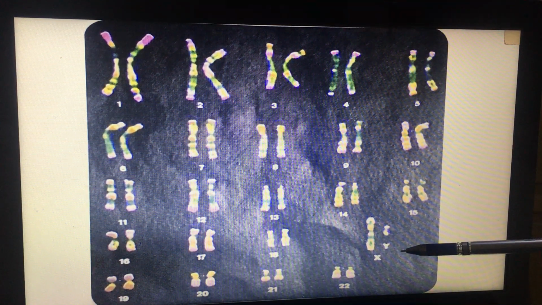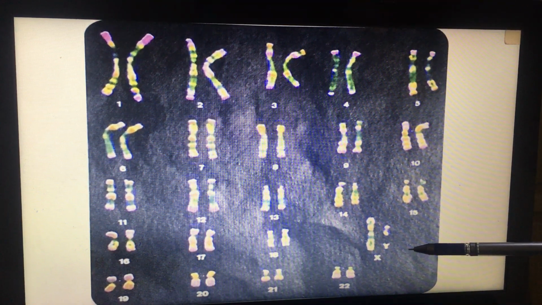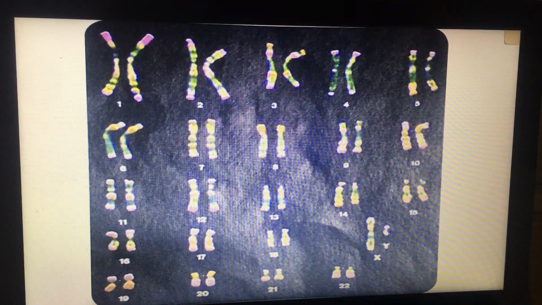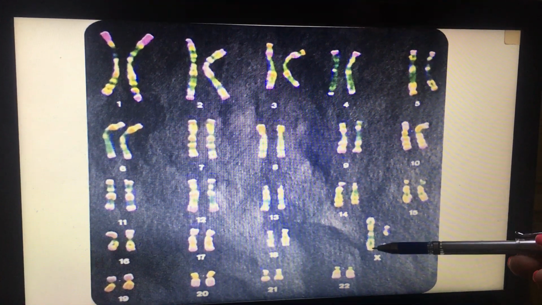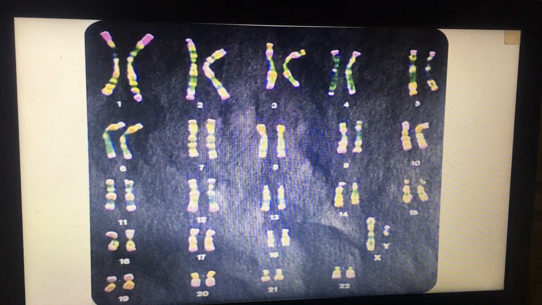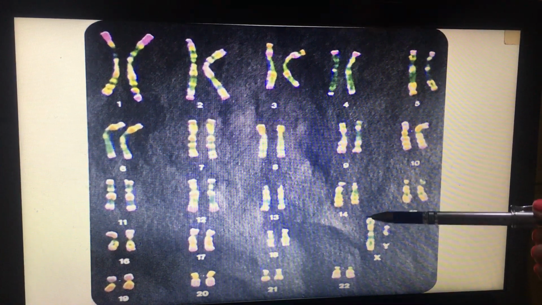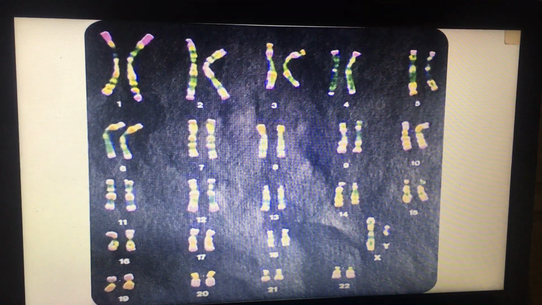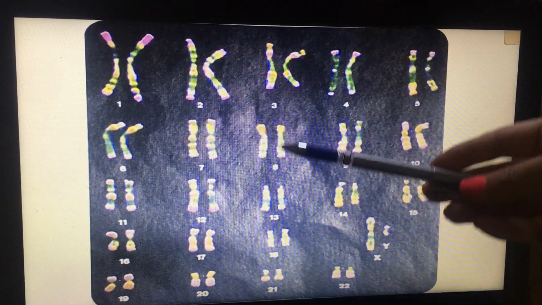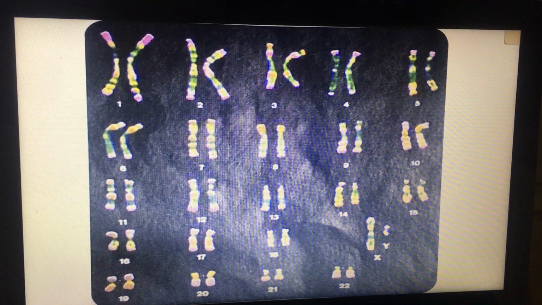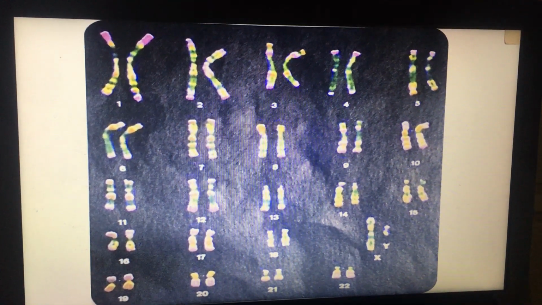but here we have two chromosomes which are different sizes and they don't form a homologous pair. X is long and Y is short, so they are not a homologous pair. These two chromosomes are the sex chromosomes. All the chromosomes above are for features and disease, but the last two chromosomes are the sex chromosomes.